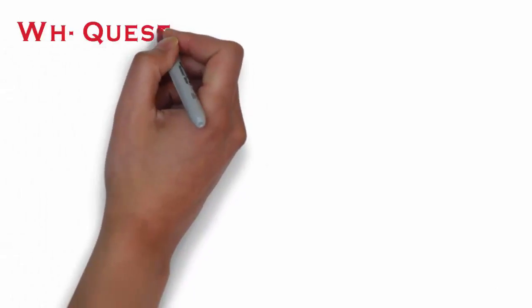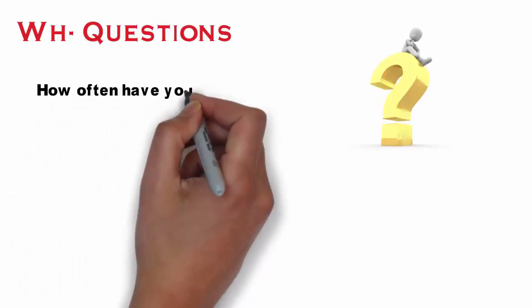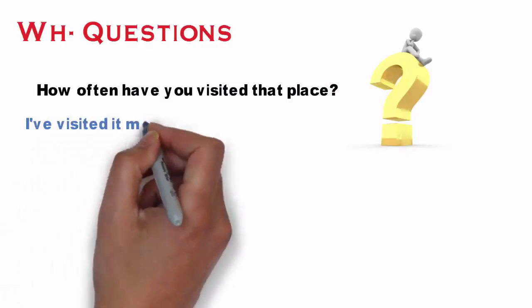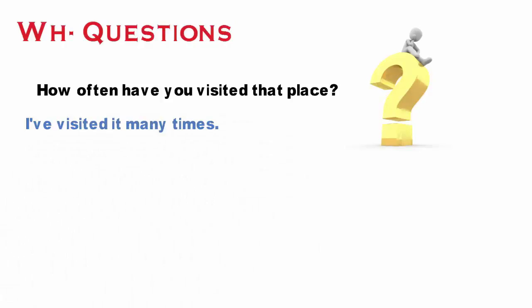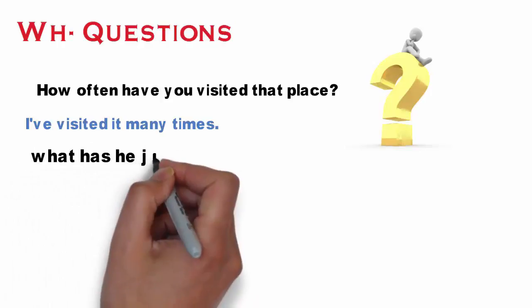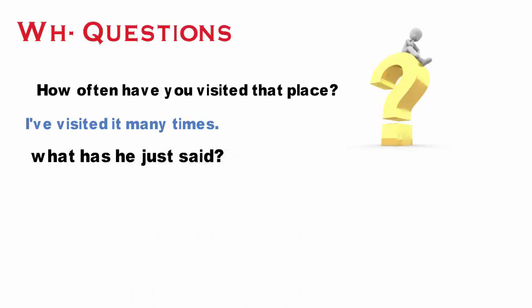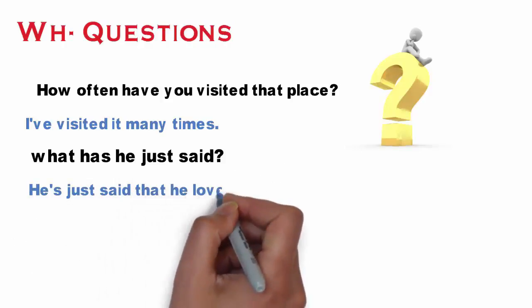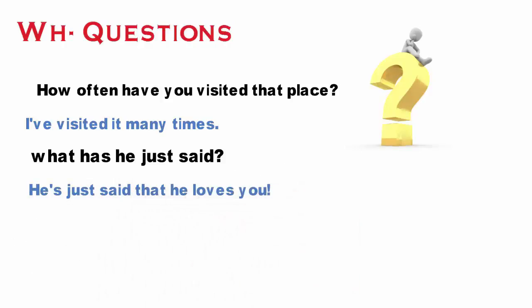Wh- questions. For example, how often have you visited that place? I visited it many times. What has he just said? He just said that he loves you. Good. As you can see, we can use contractions of have and has. For example, I have, I've. He has, he's. You can use it in your speaking and your writing as well.